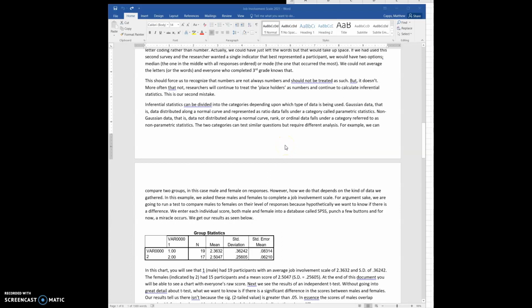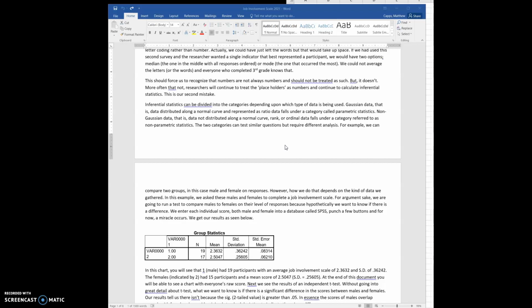inferential statistics, what we're going to be talking about somewhat in this class, and you'll actually be doing it in one of the other research classes later on, can be divided into two categories depending on the type of data that you have. Gaussian data, that means Gauss was a mathematician that developed the normal curve. And we use inferential statistics, parametric statistics, when it is a normally distributed set of data, or it's represented as ratio data, meaning that it's really numbers.